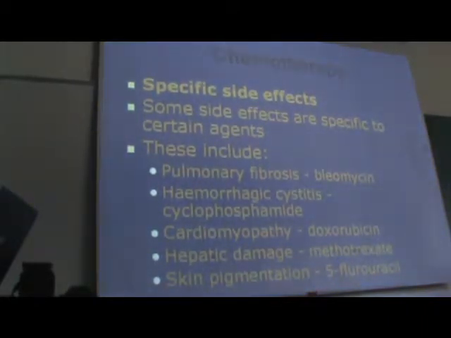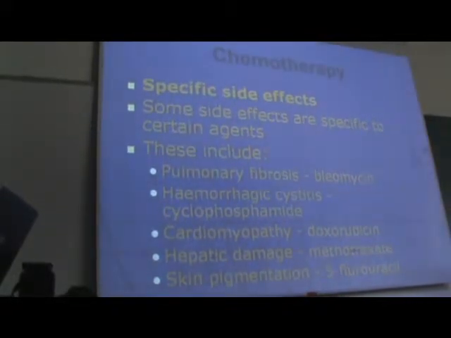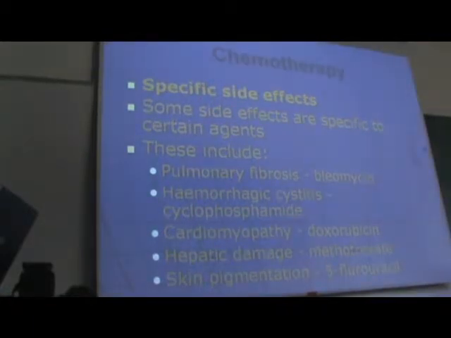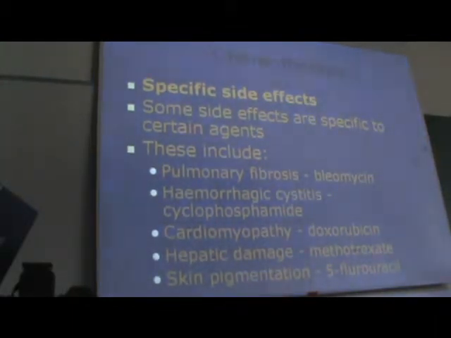Some of these side effects are peculiar. What we said are general side effects of chemotherapy, but some are peculiar to each drug, having its own complication. For example, bleomycin, which is an antibiotic, induces pulmonary fibrosis. And cyclophosphamide is famous for causing what is called hemorrhagic cystitis. The patient will present with hematuria.